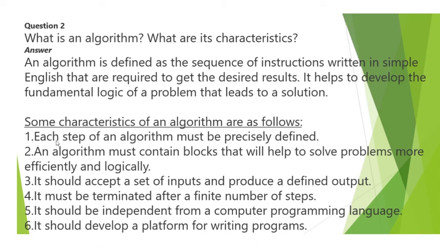Now coming to the fifth one, it should be independent of a computer programming language. Again, an algorithm does not depend upon any programming language. So if we are creating any algorithm, that means it is just an idea to start an event. Now the sixth one is, it should develop a platform for writing a program. It is just an idea to start a new platform or to solve any question for an upcoming event.